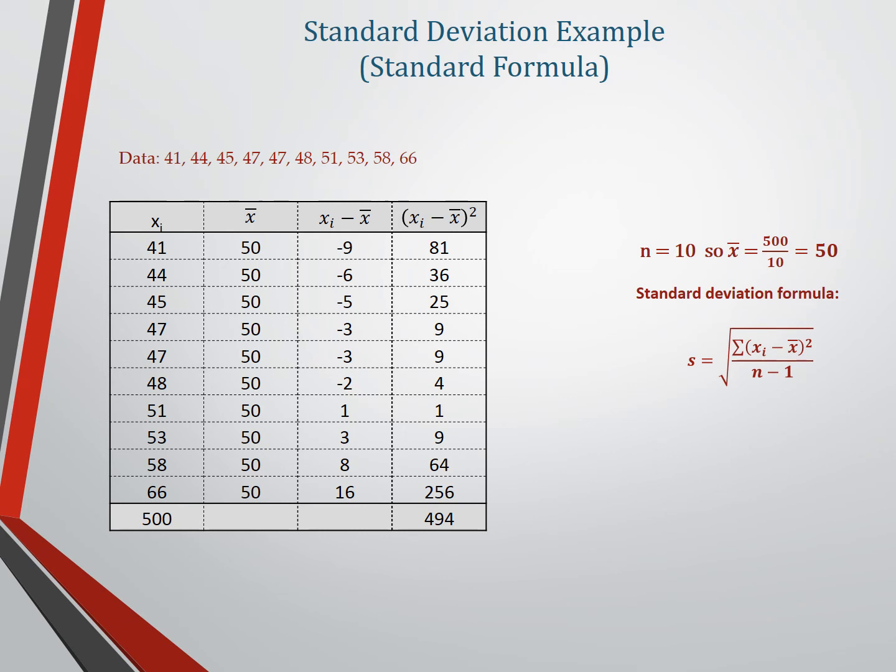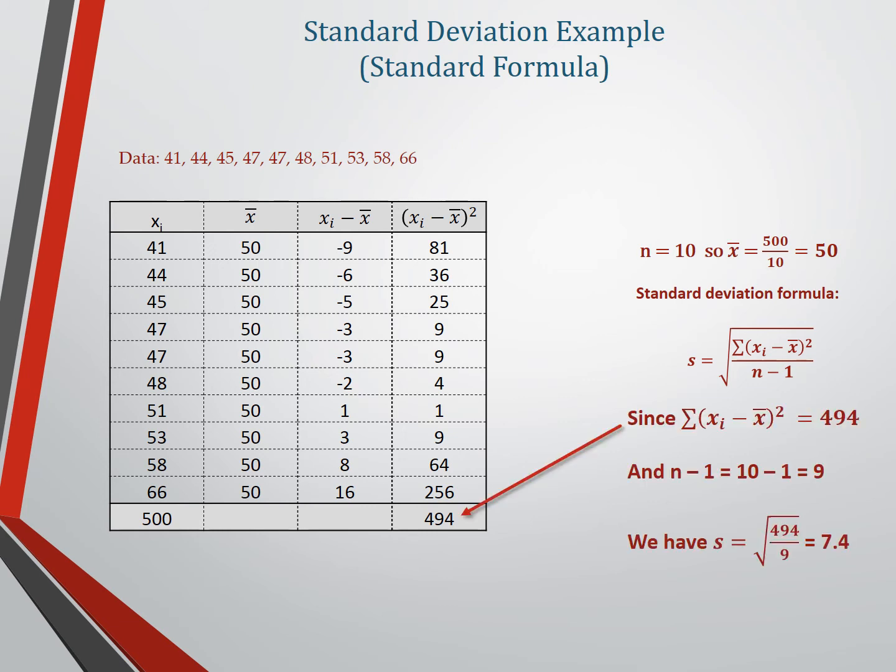Essentially, it's each x minus x bar, whatever that difference is, squared. So -9 squared is 81, -6 squared is 36, all the way down to 16 squared is 256. Oh, by the way, when we add up all of these differences squared, we get 494. So now, since the sum of x minus x bar squared is 494, sample size was 10, so we had 10 minus 1 is 9. The sample standard deviation equals the square root of 494 divided by 9, which when rounded to one decimal place is 7.4.